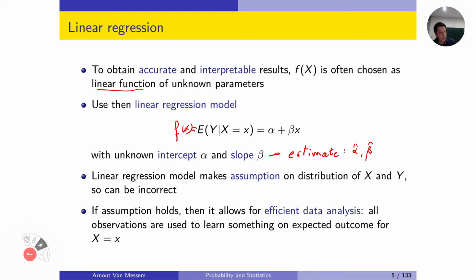Why do we call it efficient? Because we use all the observations and not just the ones where x equals small x. So in the formulas for alpha and beta, we will see that we do not only use x equal to small x, but we use the entire data set to get an idea about alpha and beta.